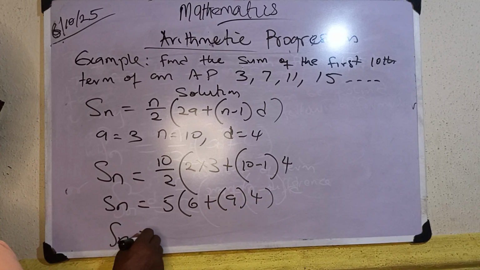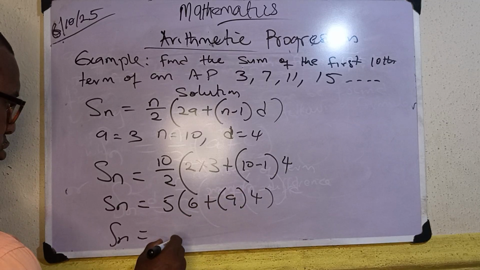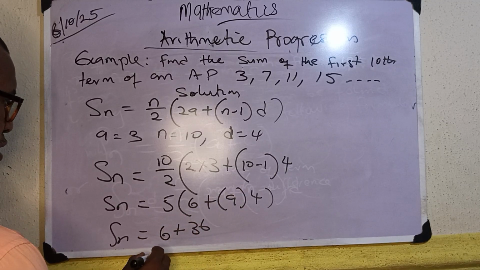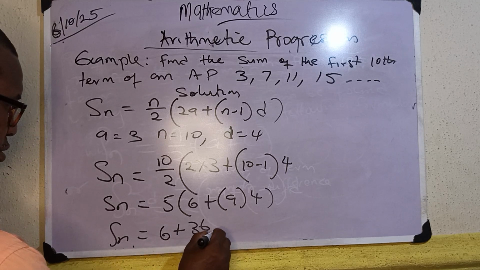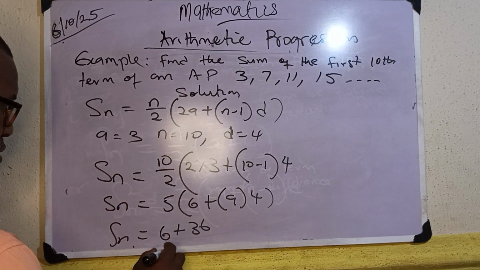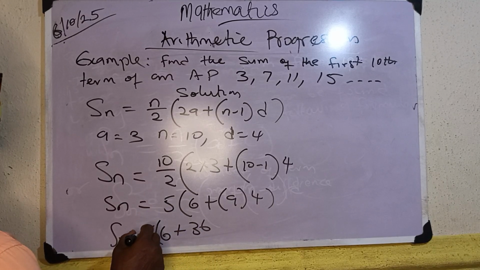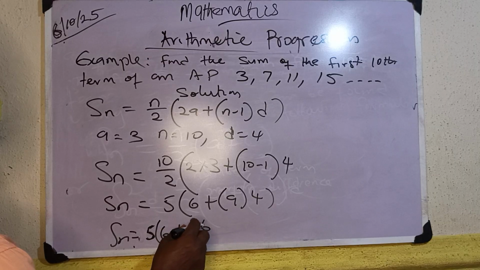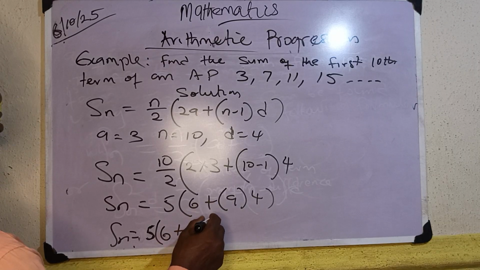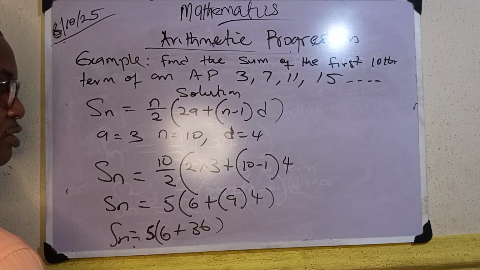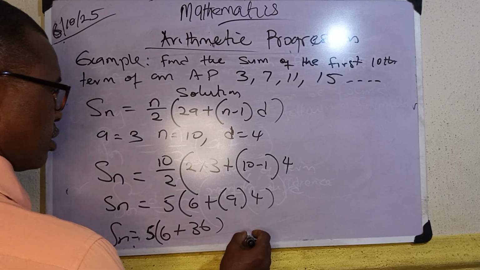Now 9 times 4 is 36. Is that okay? So in the bracket we have 6 plus 36. Don't forget to bring this 5 down here, 5 in bracket. 9 times 4 is 36, so this plus 36. 6 plus 36 is what? 42.